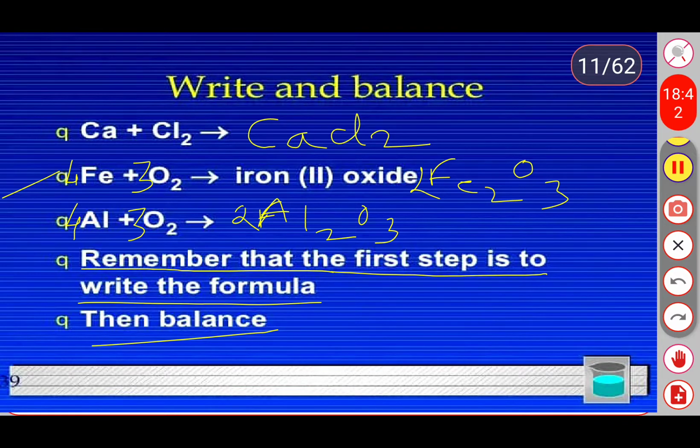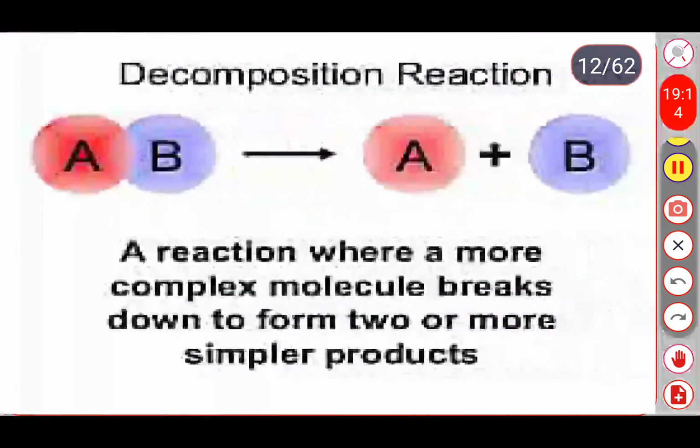So these are some examples related to combination reaction, also called composition reaction or synthesis reaction. So what is the definition of composition reaction? The reaction in which two or more substances combine to produce a single substance is called a combination reaction. Okay, so this is the first type of reaction. Now see the second type, that is decomposition reaction.